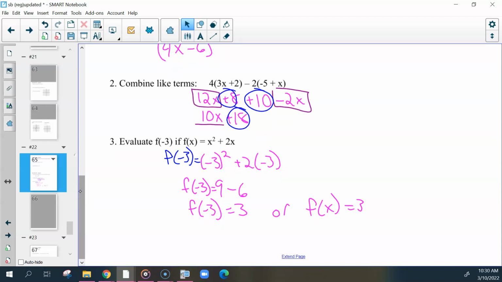Number 3, you needed to evaluate. Put in negative 3 where all of your x's are. So when you do that, you would have negative 3 squared plus 2 times negative 3, or 9 minus 6, which becomes 3. So f of negative 3 equals 3. Questions on that one?